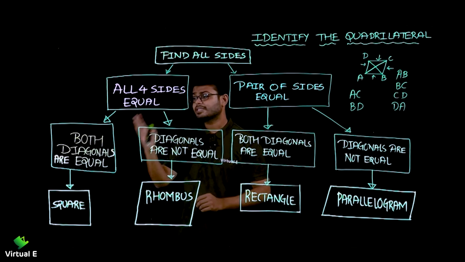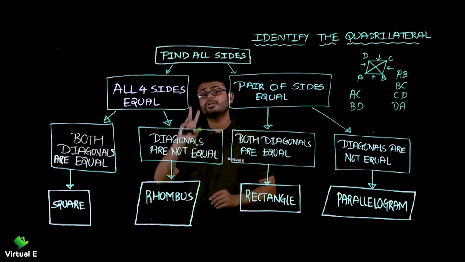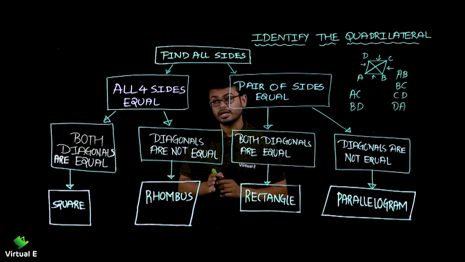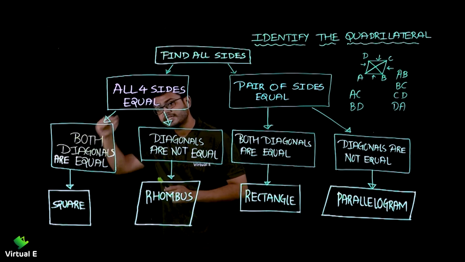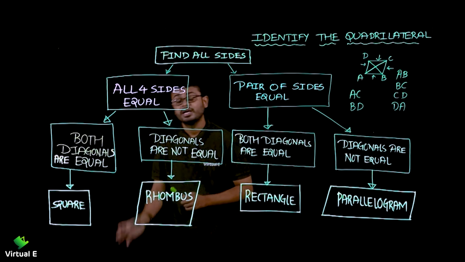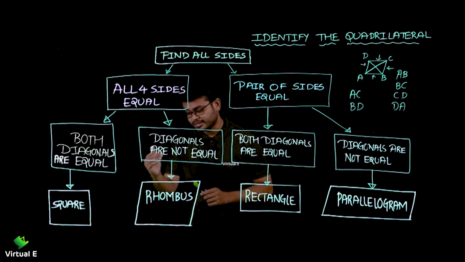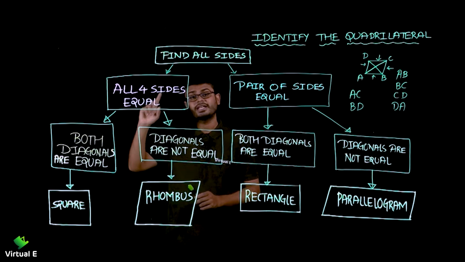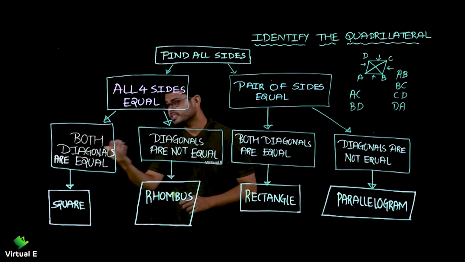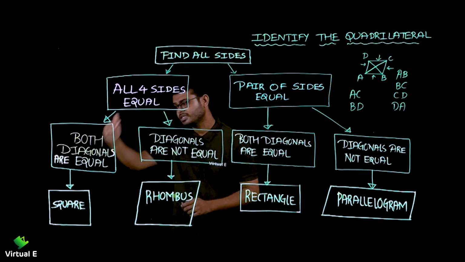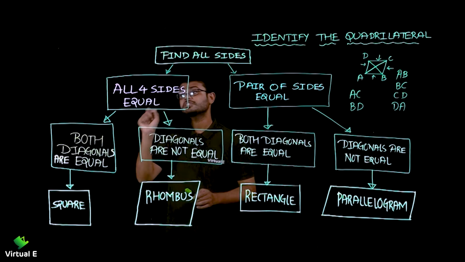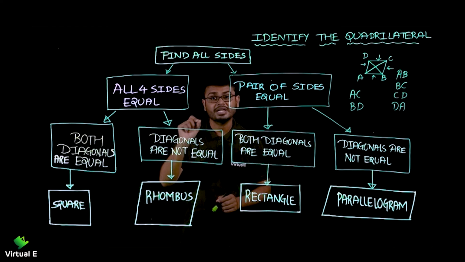So let's come to the diagonals. Now there can be 2 cases: either the diagonals are equal or they are not equal. If diagonals are equal, remember, that is a square. If diagonals are not equal, that is a rhombus. So first of all, get the 4 sides. Then if all 4 sides are equal, I am going to check the diagonals. If diagonals are equal, square. If diagonals are not equal, that will be a rhombus. So that was the case when all 4 sides are equal.